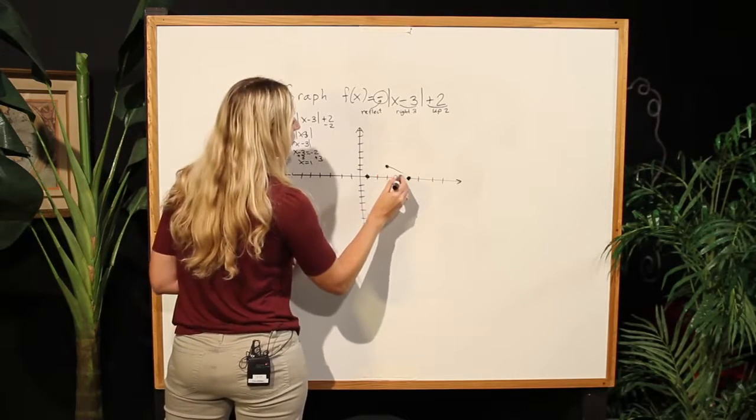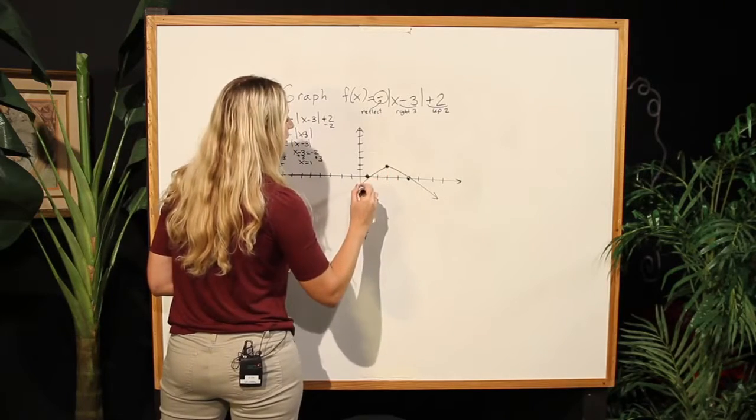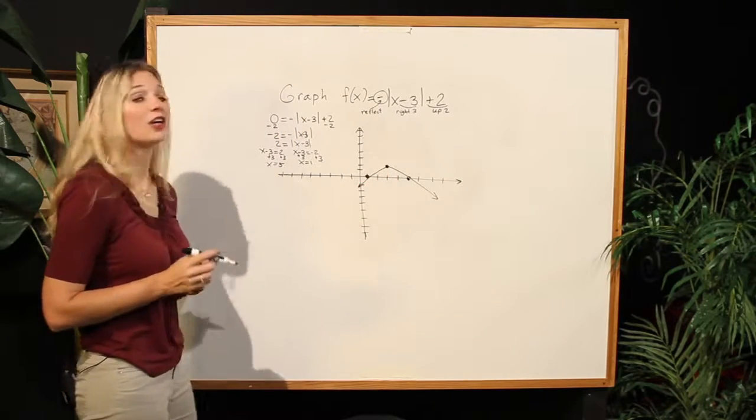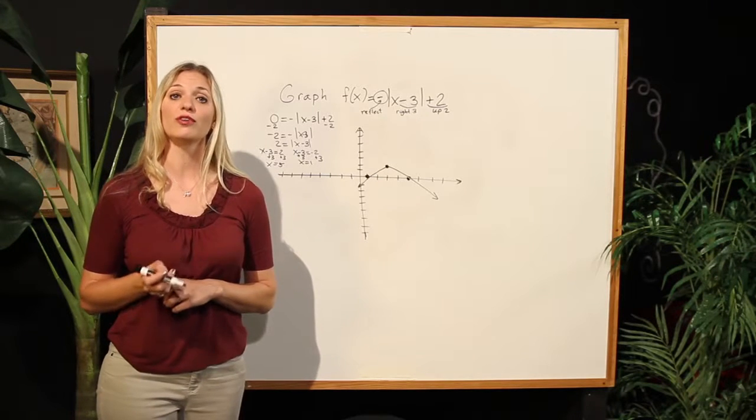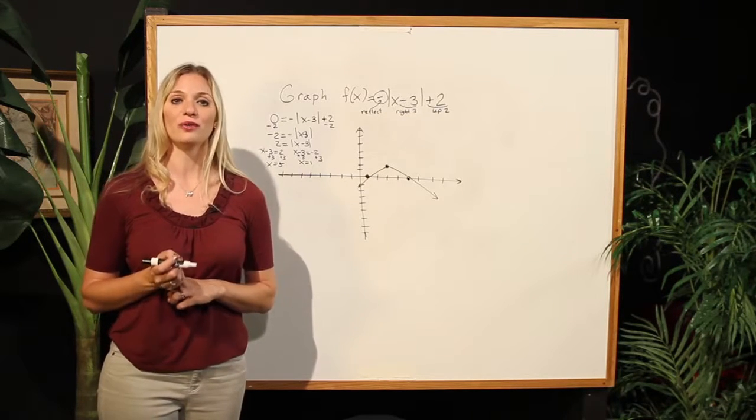Thus, from here, we can make our graph. When graphing transformations, perform horizontal and vertical first, and then consider your reflections.